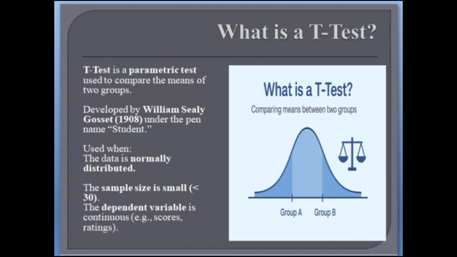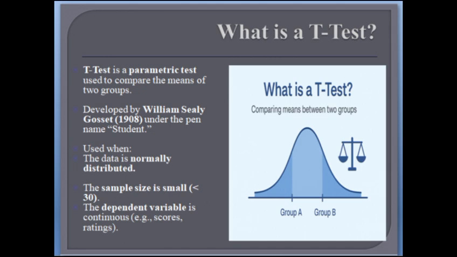What is a t-test? A t-test basically checks whether the average of two groups is statistically different. It is a parametric test used to compare the mean of two groups. For example, if you want to compare the exam scores of male and female students, a t-test can tell you whether that difference is meaningful or just due to chance. It was developed by William Sealy Gosset in 1908 under the pen name Student.